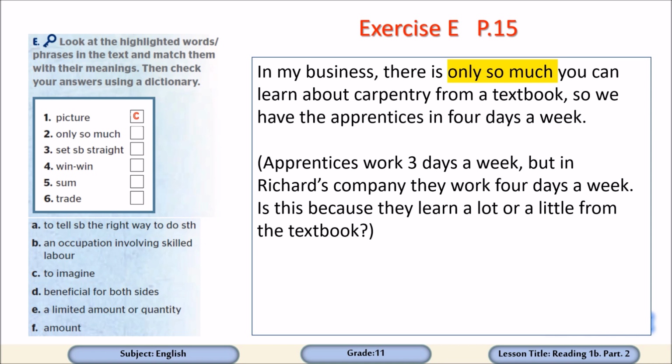Is this because they learn a lot or because they learn a little from the textbook? Yes, very good. It's because they learn a little. So what can be the answer to number 2? Yes, very good. The answer is A, a limited amount or quantity.